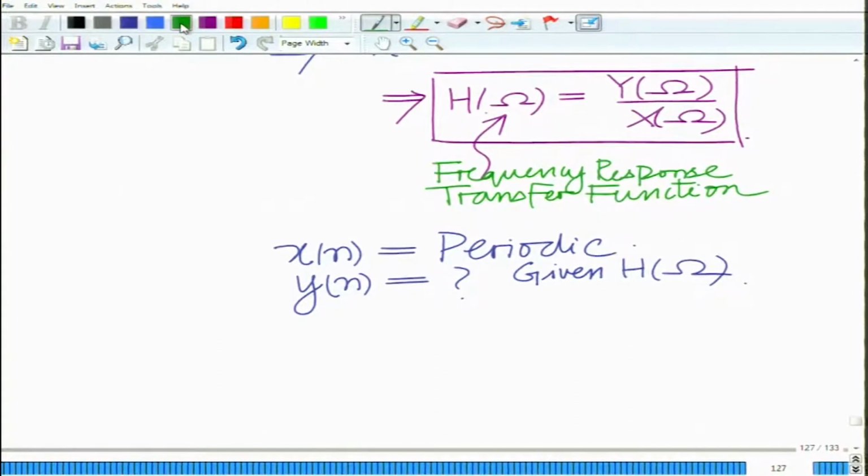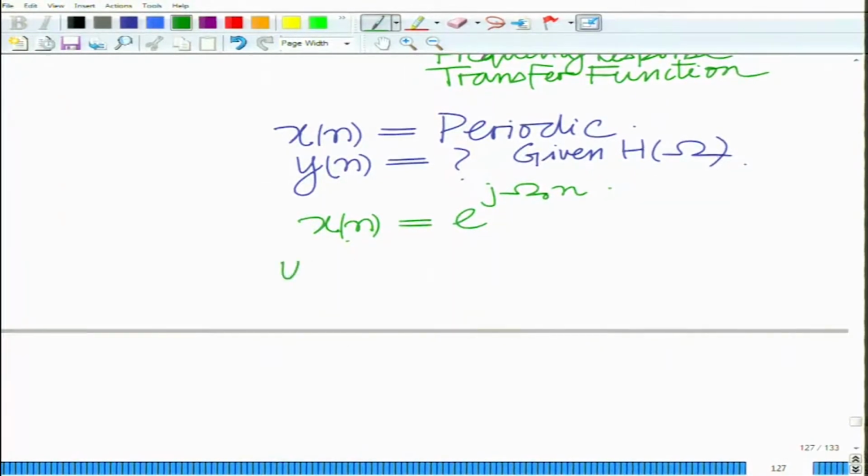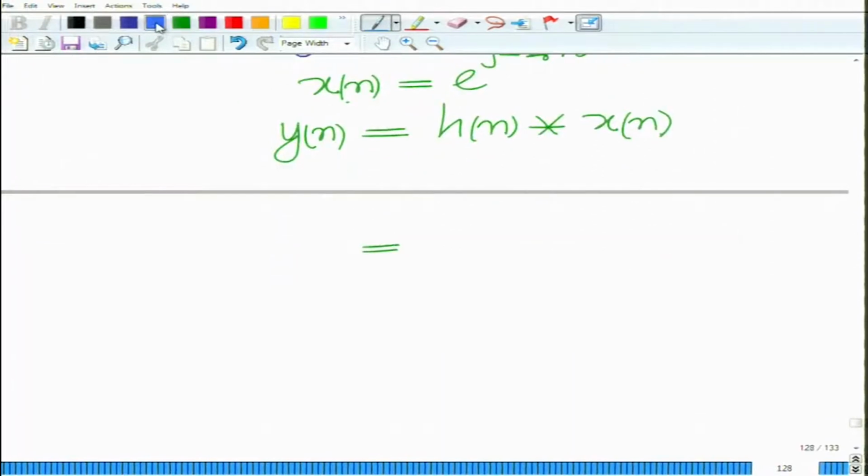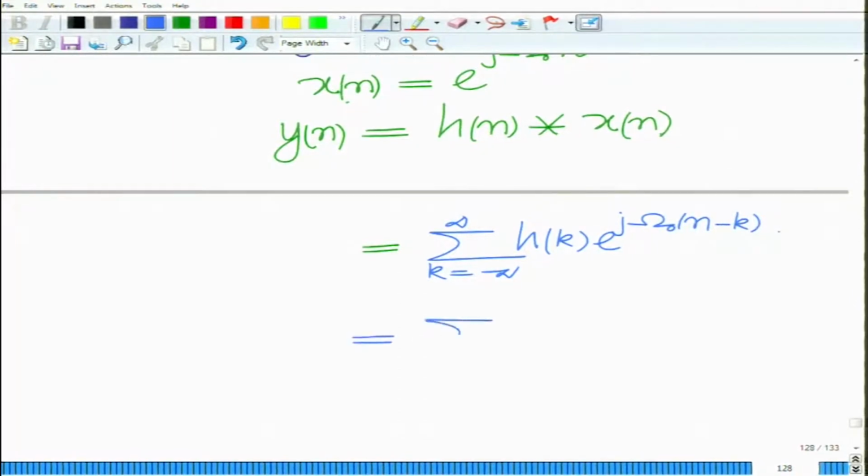Now first observe that if x[n] is a complex exponential, if x[n] equals e raised to j omega naught n, the output y[n] equals h[n] convolved with x[n], which equals the summation over k from minus infinity to infinity of h[k] e raised to j omega naught (n minus k), which is the summation of h[k] e raised to j omega naught n times e raised to minus j omega naught k.